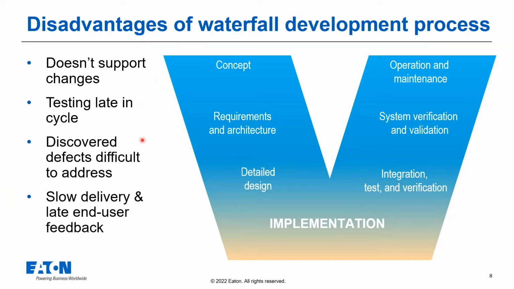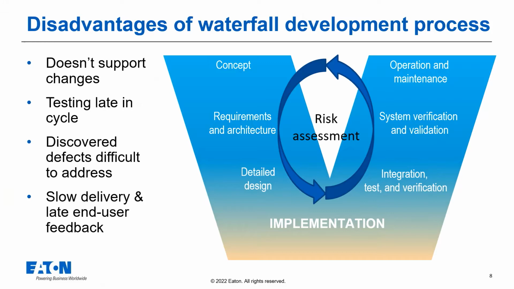So, discover defects. If you discover them, it's very difficult to address because often the developers are maybe off doing something different, maybe a completely different project, because they're done with this development, they're off to a different project. And it was discovered a long time after it was developed. So results in things like slow delivery and late feedback from customers. You're getting late end user feedback, but that feedback is critical. So, of course, we did do risk assessment throughout, but nonetheless, the V cycle is definitely the old way of doing things.